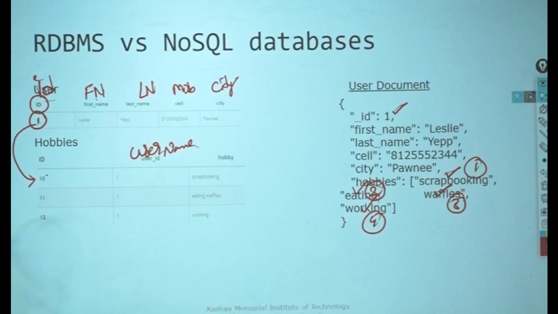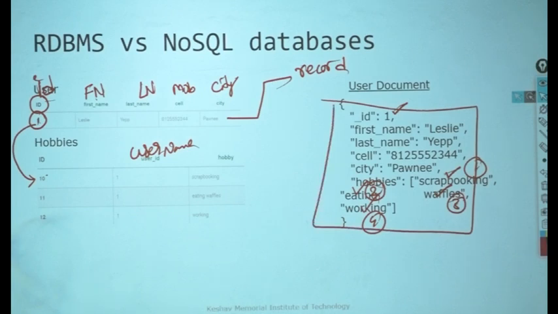Yes, this helps us in a NoSQL database. Here in MySQL we call this row a record. Here we call this complete thing a document.